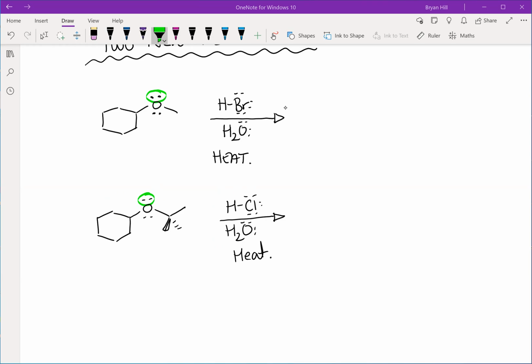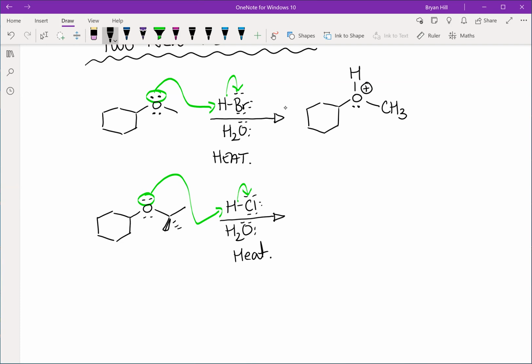So let's do these mechanisms here. We're going to see that we've seen this sort of thing before. So this is going to attack there. Electrons are going to move onto there. This is going to attack there. Electrons are going to move onto there. So we're going to have an intermediate that looks like this. Now I'm going to just draw this as a methyl group because it's going to help us out here.